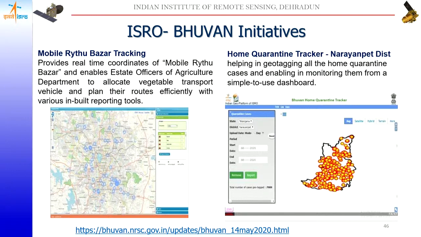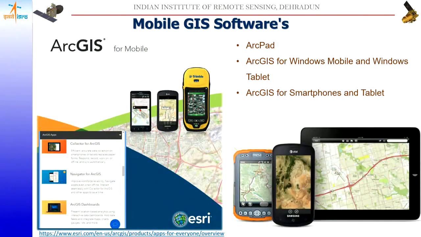Another is a home quarantine tracker. They have done it for the Narayanpet district in Telangana, where the geotagging is being done and the monitoring is done through a dashboard. So this is what I was talking about, the web GIS along with the mobile GIS based application being used for combating the COVID crisis.